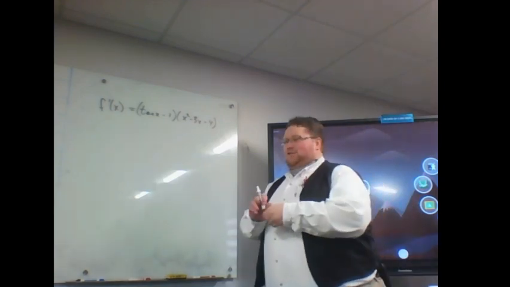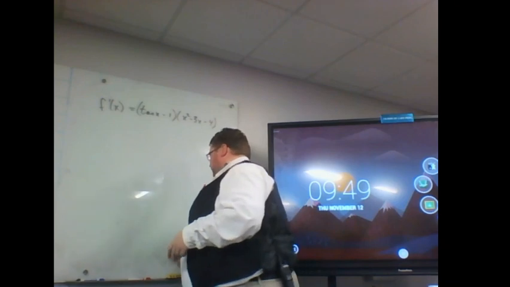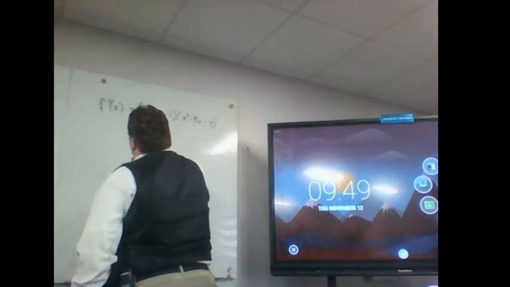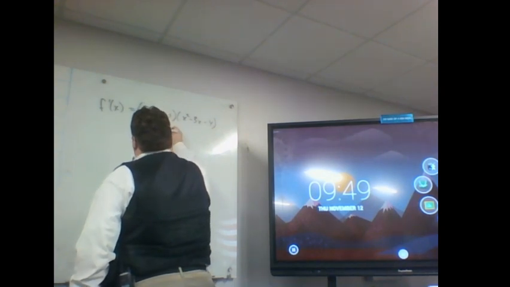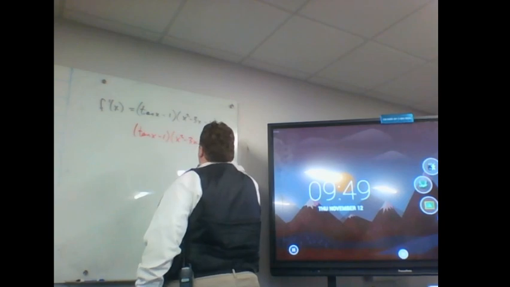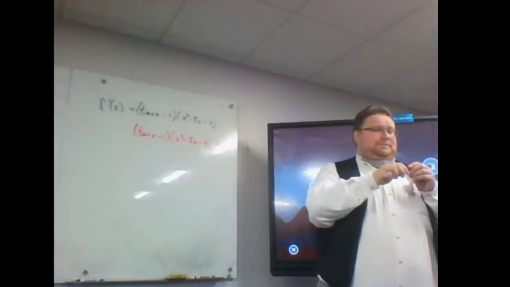So the main thing does not change. We're going to do critical values, starting with step 1. In this case, set it equal to 0 and solve. So I take my derivative, set it equal to 0. And now we're solving. How do we solve this?